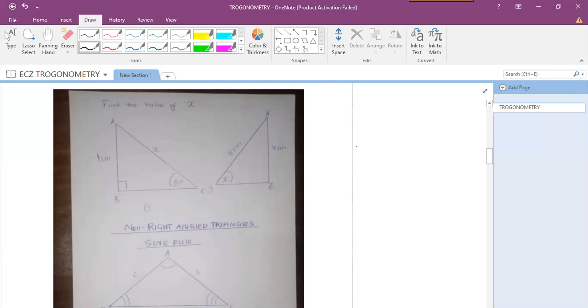So let's try and use SOHCAHTOA to find the value of X. In the first diagram, X is a side, and in the second diagram, X is an angle. So how are we able to do that? Find the value of X.